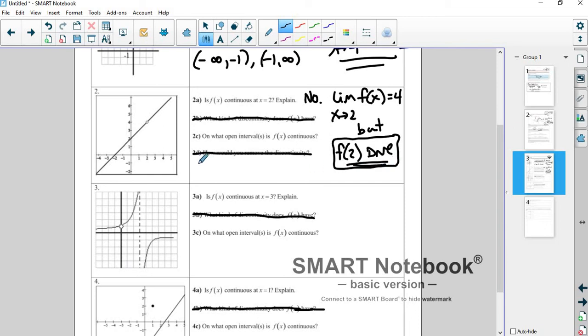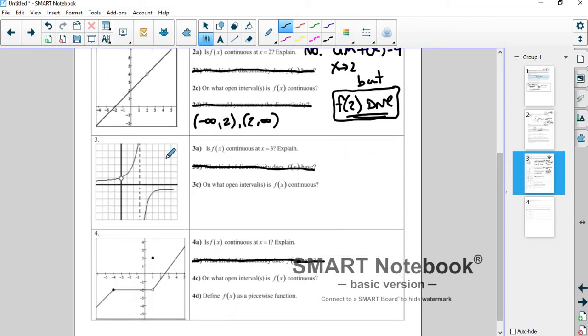Again, the open intervals that you're continuous on are from -infinity to 2 and from 2 to infinity. You can use the union symbol or just a comma. I'm fine with that. Okay. Take a look at number 3 though. In number 3, what do we have? In number 3, we have this asymptote at x equal 3.